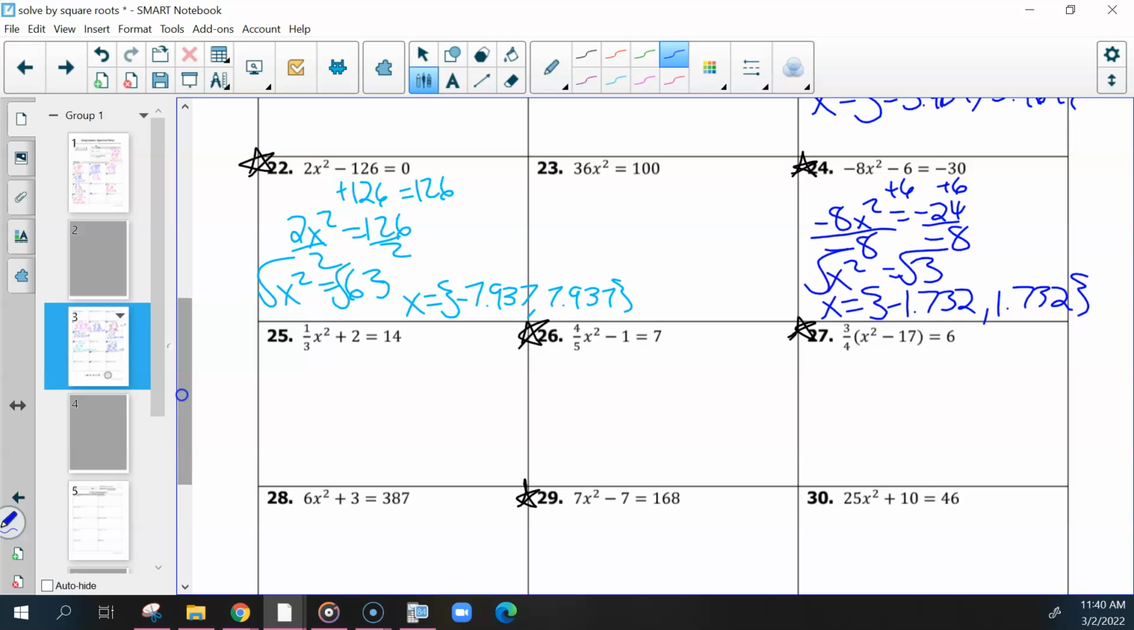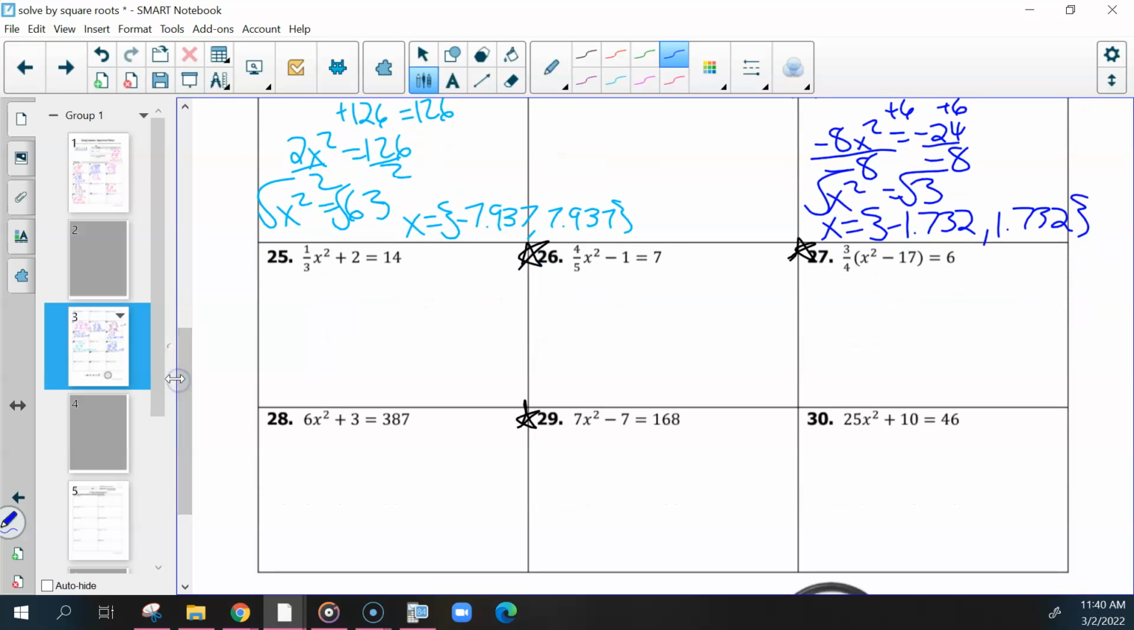Three more, and then we will be done working up here together. Then you'll have time to practice. For 26, how would we solve that one?